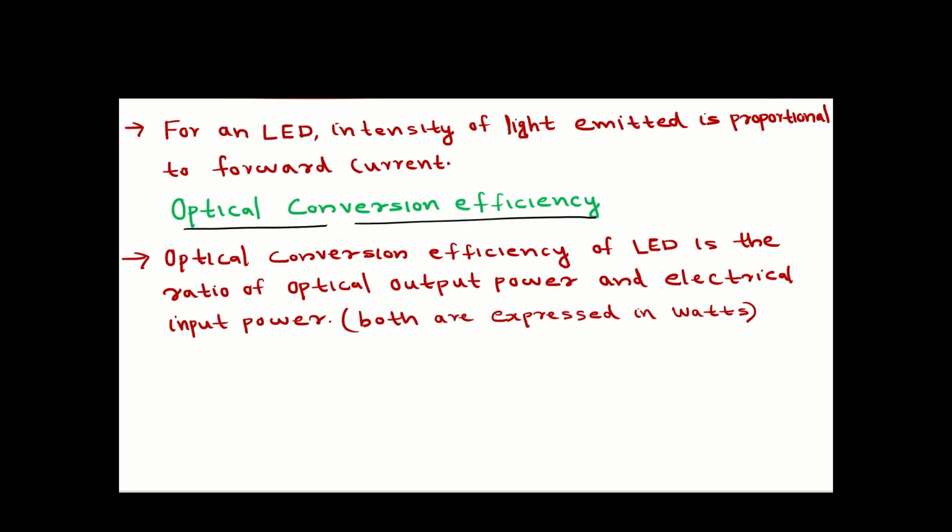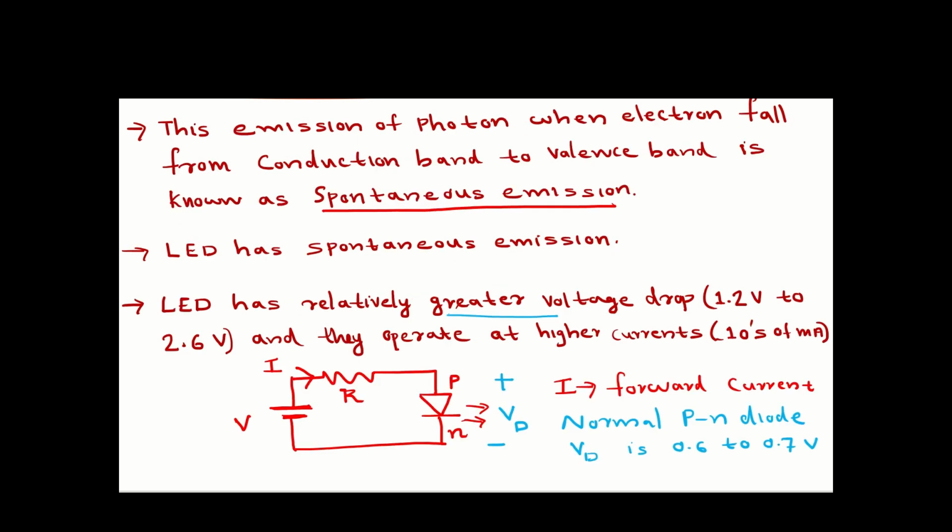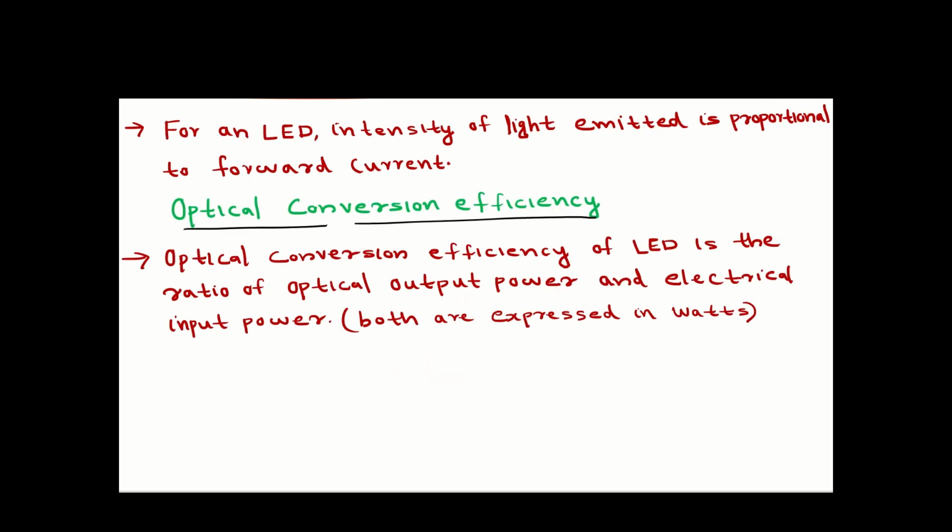For an LED, the intensity of emitted light is proportional to the forward current. That means, again look onto this diagram. If I am increasing the supply voltage, as a result more current is flowing through the circuit. As a result, in the case of an LED, the intensity of the light increases. That is, for an LED, the intensity of emitted light is proportional to the forward current.